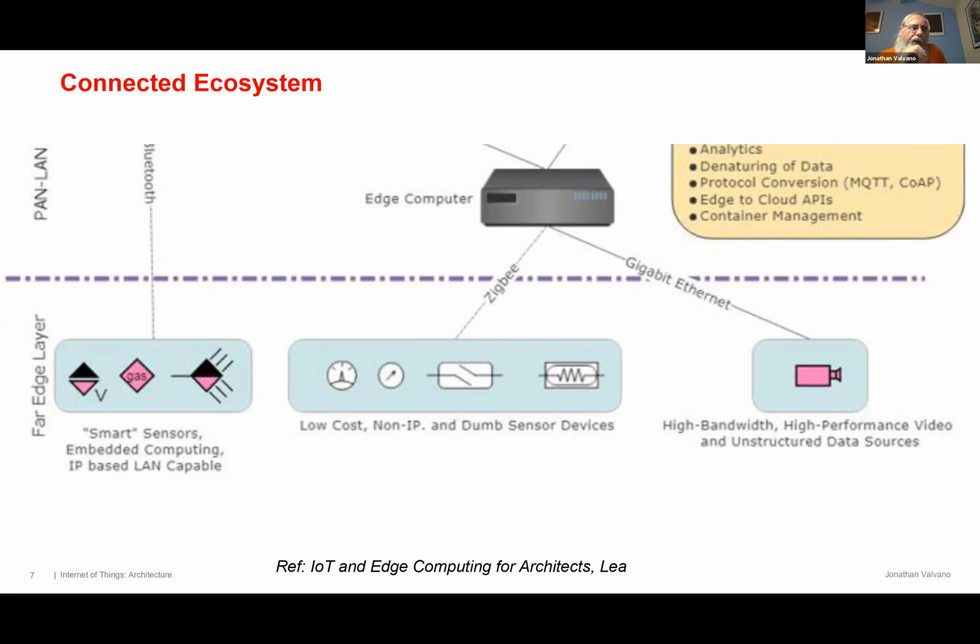So yeah, we're going to introduce the far edge. Okay, so again, the definition of edge is it gets wet when it rains. I guess far edge means it actually touches the device, the sensors and actuators.